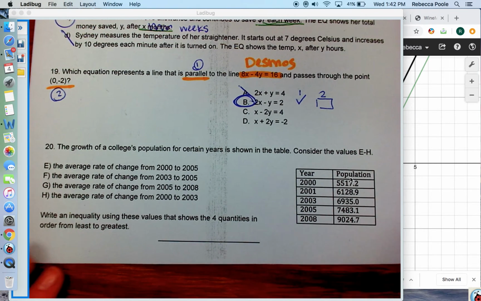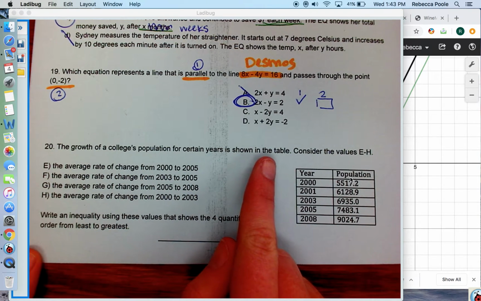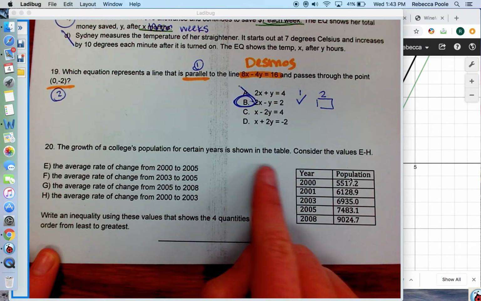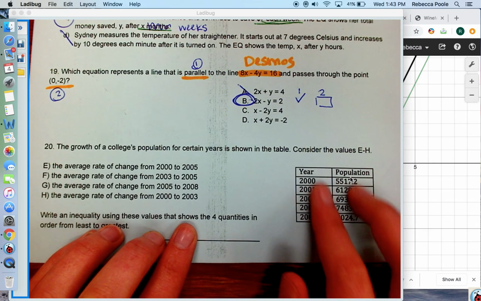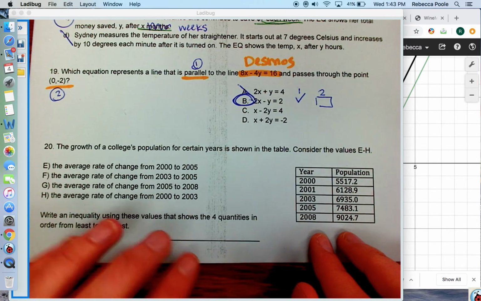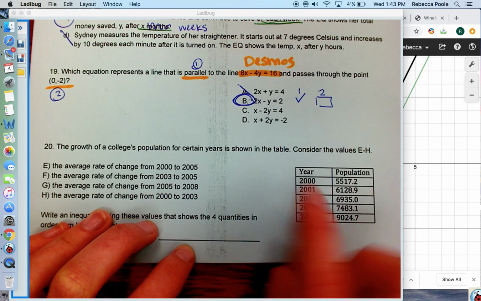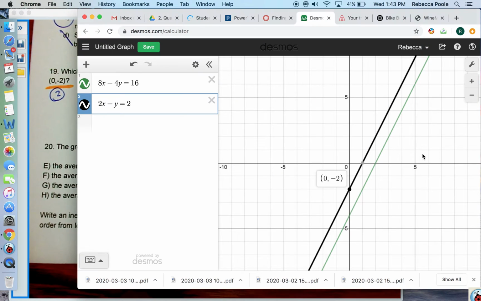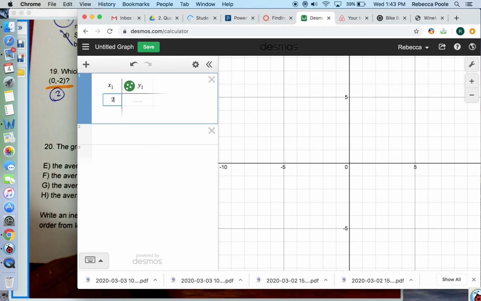All right, last question. So the growth of a college's population is shown in the table. Consider the values. All right, so we're looking at this table of data. So again, seeing these numbers doesn't really mean a whole lot to me. Where can we go put this table of data so we can actually see the scatter plot points? Good, Desmos. So let's go to Desmos. We're going to add a new table, and I'm going to type these data points in.